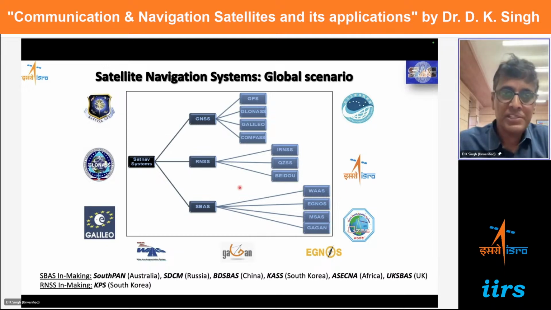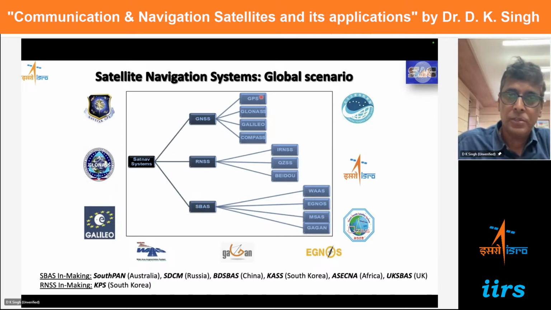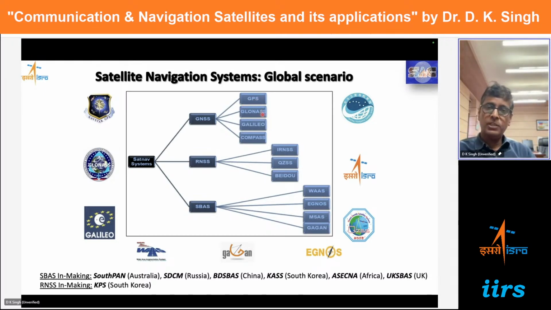Now if you look at the global scenario, there are 3 types of navigation system. One is GNSS, Global Navigation Satellite System, then Regional Navigation Satellite System, RNSS, and Satellite Based Augmentation System. The first category is called the Primary Navigation System, where the satellites are directly used for positioning, and it gives global coverage. Anywhere on the earth, service is available. So GPS from the US, GLONASS from Russia, Galileo from Europe, Compass from China are examples of GNSS systems.